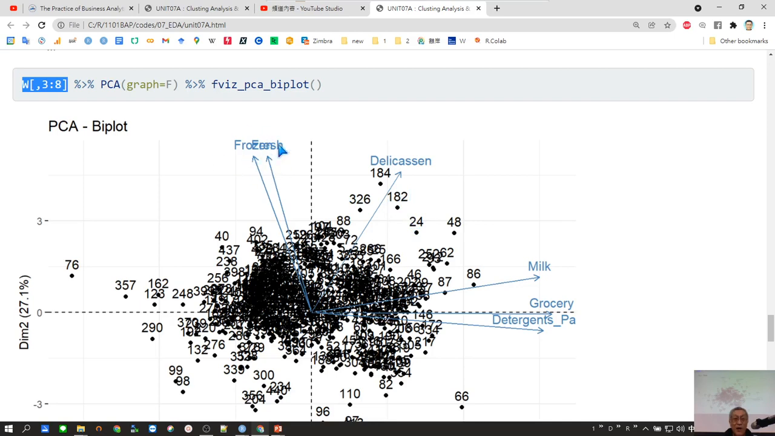So you can see that if the points are here, it means that they are buying more of these two things. If the points are here, they are buying more delicatessen. If the points are here, they are buying more grocery, milk, and detergent. So in this way, you can project a high-dimensional space into a 2-dimensional plot.